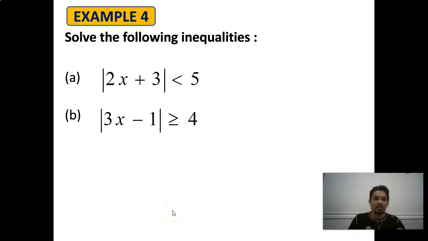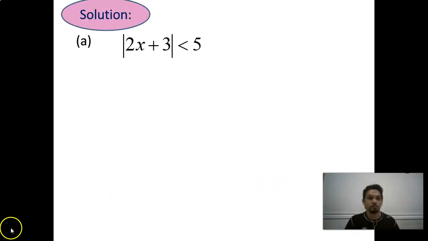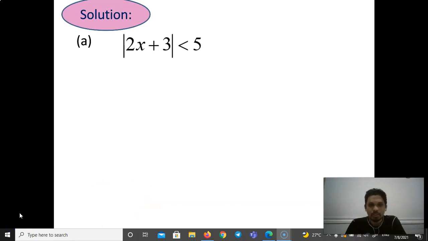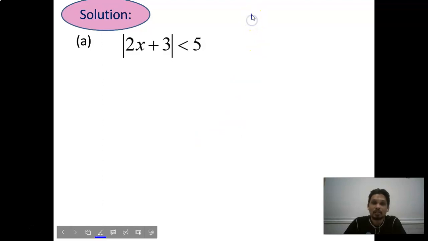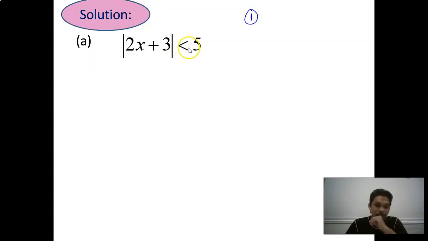Modulus of 2x plus 3 less than 5. For this question, there are actually two options. I'll show you both methods of solving this, and you can choose whichever method you prefer. Okay, option number one: from this statement, modulus of 2x plus 3 less than 5. You still remember what we call the sign that we're going to use for this one here?